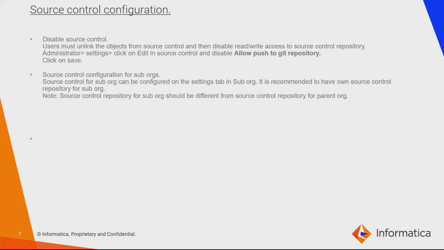Informatica recommends to have its own source control repository, a different instance of GitHub, for the suborg. Say for example, the parent org has instance A, then we can choose to have instance B for the suborg. It's not recommended to use the same instance for both the parent org and the suborg.